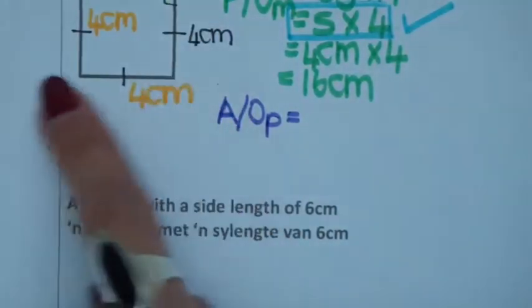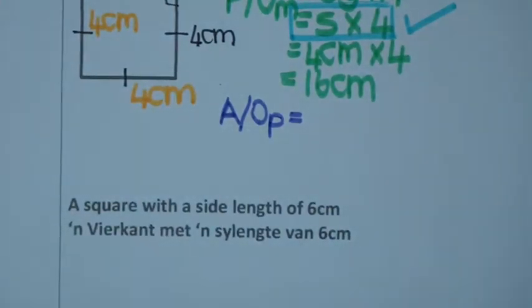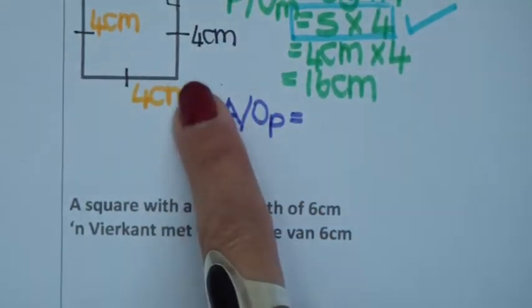Here we have our square. It's always the one times the other.